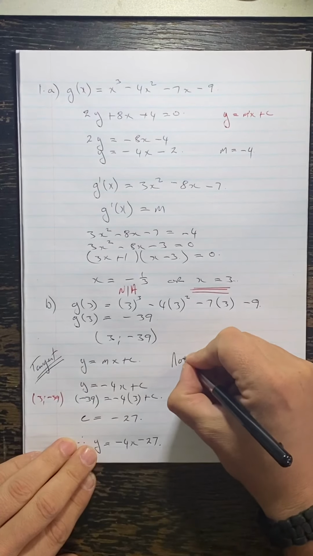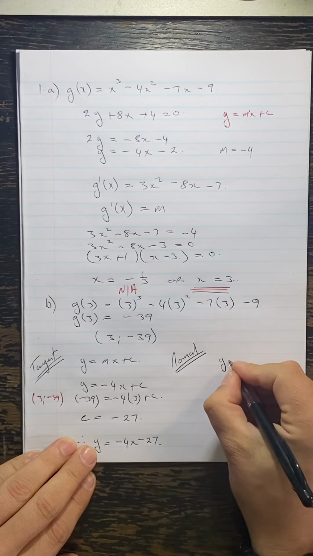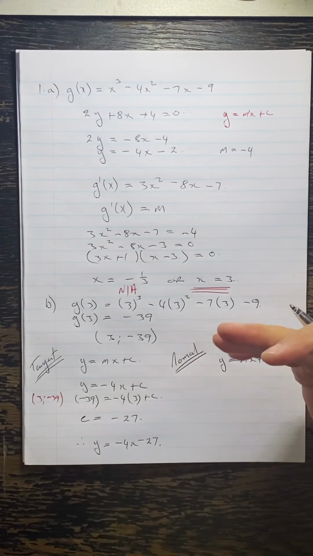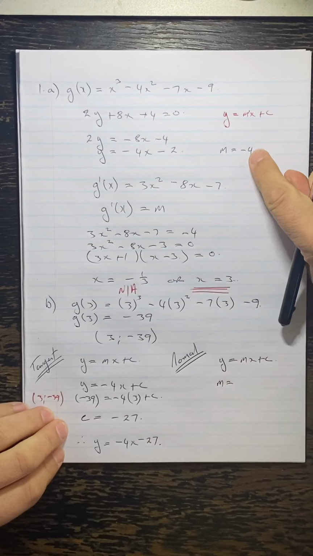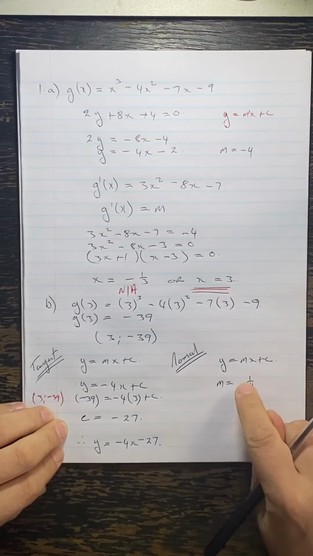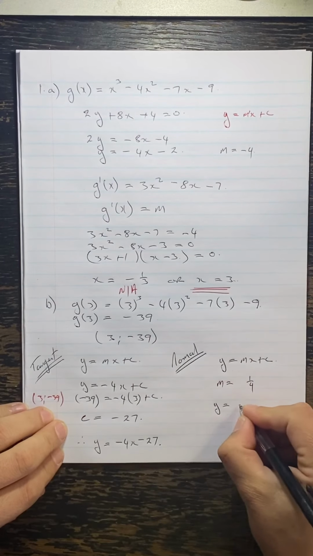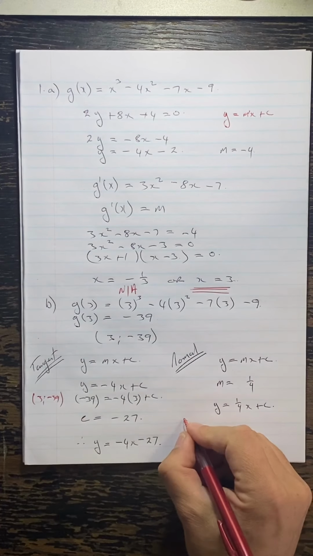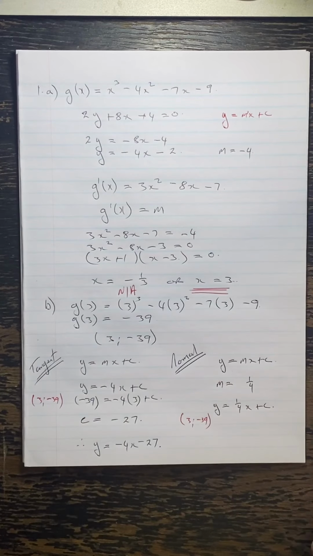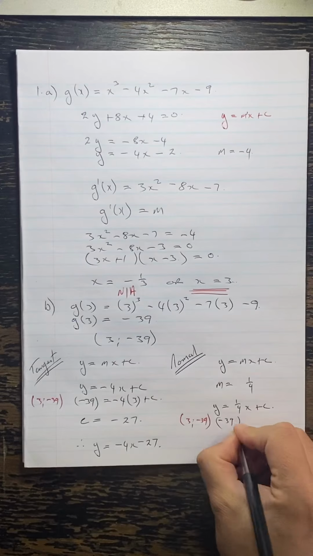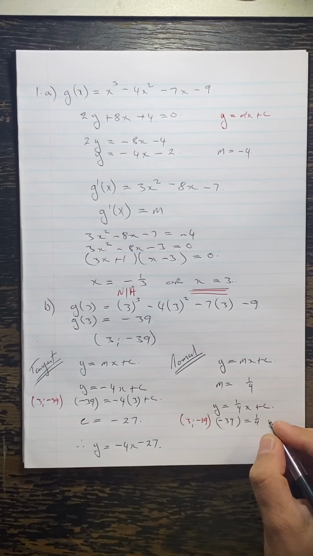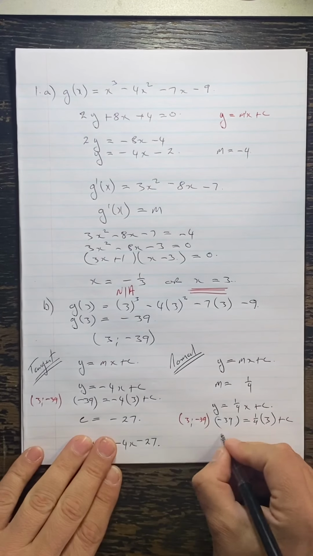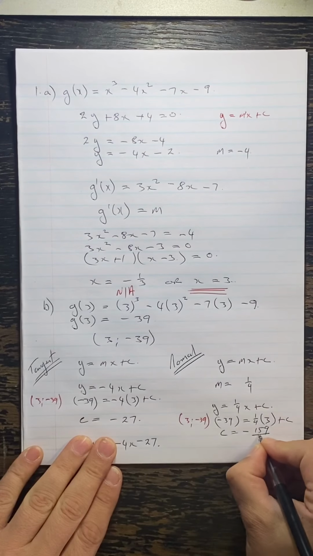Now, if we look at the normal, it is also a straight line, y is equal to mx plus c. But now the gradient is a little bit different because you know that the tangent and the normal are perpendicular. So the gradient for the normal will be, we flip this one, so it'll be 1 over 4, but we change the sign. So it'll be 1 over 4. So we get y is equal to 1 over 4 x plus c. All I have to do is substitute in the point of contact, which is (3, minus 39), and we get minus 39 is equal to 1 over 4 multiplied by 3 plus c. So we get c is equal to minus 159 over 4.